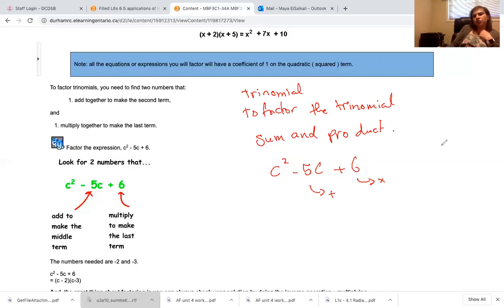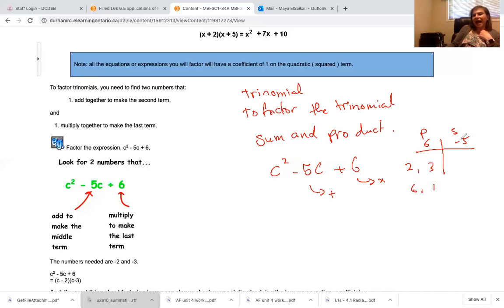Okay, so here's what I do usually. On the side, I write: multiply to 6, so product of 6 and sum of negative 5. So what multiplies to 6? Usually 2 and 3, and 6 and 1. I don't have too many options.